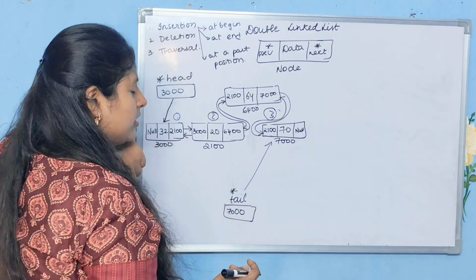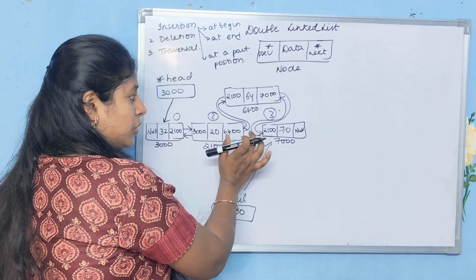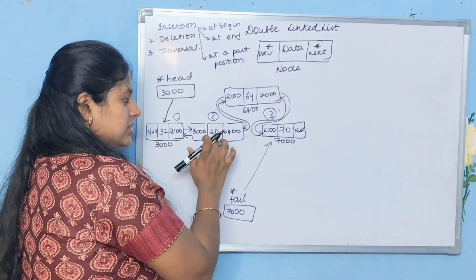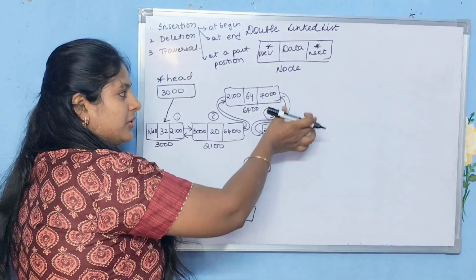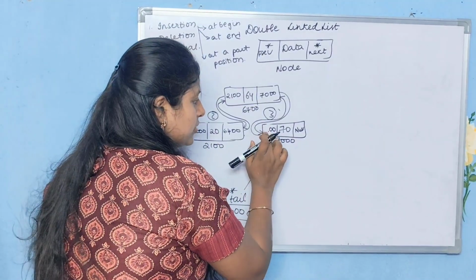And one more, 70's previous address is 2100. But now 70's previous address is not 2100. What is before 70 now? 64. So what is 64's address? 6400.